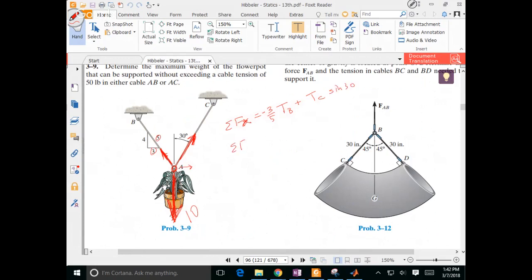And then the sum of the forces in the Y equals 0. And now go ahead and put my minus 10 pounds. And then both of these are going up. So it's 4/5 of tension B, plus tension C cosine 30. And then you just solve these two for the tensions B and C.